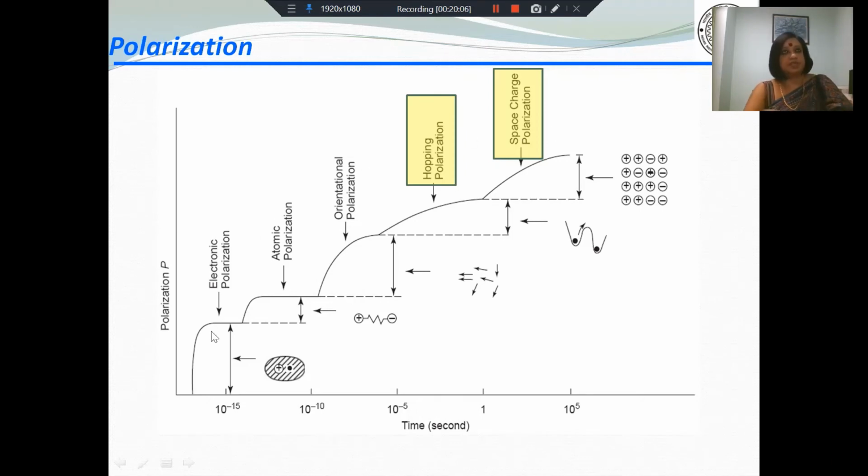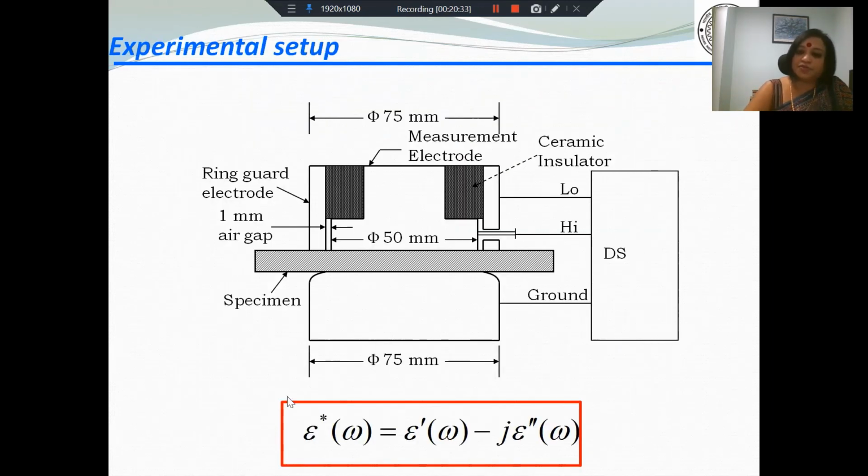So what I'm trying to say here is that the effect of the different polarization processes can be seen by energizing the dielectric material at different frequencies. Permittivity is a frequency dependent property, and the permittivity that you see at different frequencies will give you a measure of what kind of polarization processes you are looking at. And frequency domain dielectric spectroscopy does exactly that. It measures the permittivity as a function of frequency.